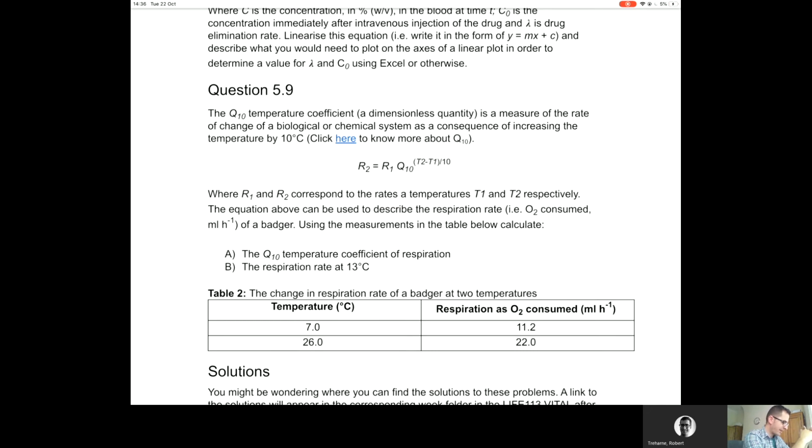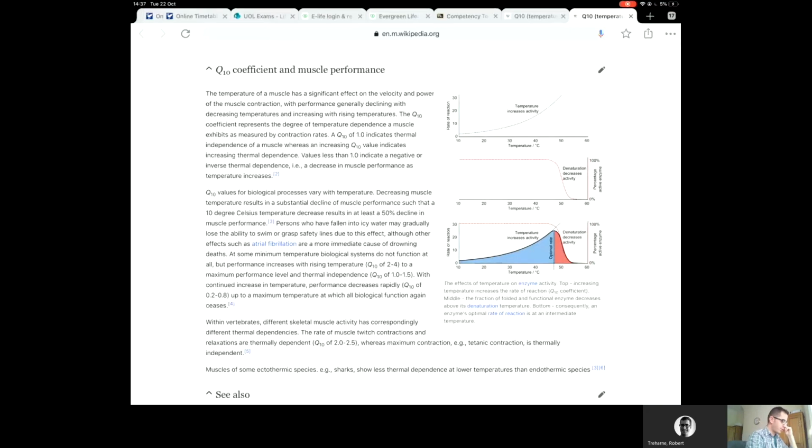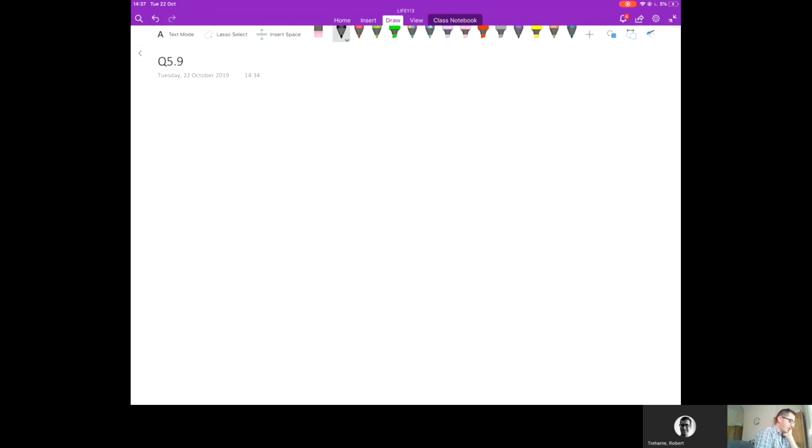Okay. And first, I'm asking you 2 things. Firstly, I'm asking you to work out what this Q10 value is. And secondly, I'm asking you to tell me what the respiration rate is at 13 degrees. Now, for the first part, surprise, surprise, I'm going to use logs to work it out. Let's do that. So let's rewrite that equation. R2 is equal to R1 Q10 to the power T2 minus T1 over 10. Okay, let's take logs of both sides.